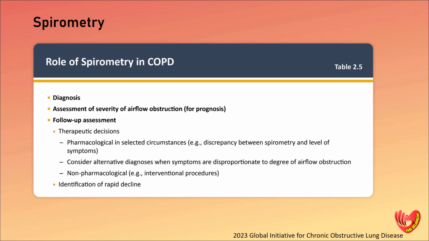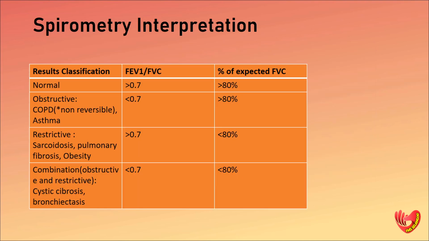Spirometry plays important roles in COPD. It helps us to diagnose COPD, assess the severity of airflow obstruction, and make therapeutic decisions. This table shows an example of spirometry interpretation for result classification. Spirometry also can help us to determine other obstructive airway diseases such as asthma, restrictive airway diseases such as sarcoidosis and pulmonary fibrosis, and mixed obstructive and restrictive airway diseases such as cystic fibrosis and bronchiectasis.